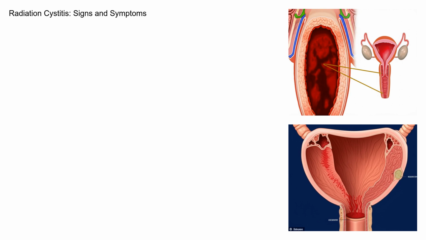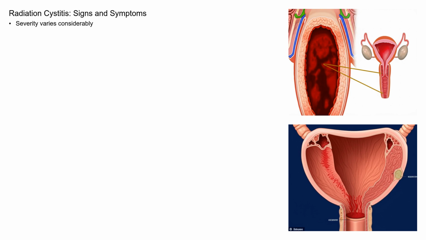The signs and symptoms of radiation cystitis can vary considerably in severity. During the acute phase, which typically occurs during or shortly after radiation therapy, patients might experience increased urinary frequency and dysuria, which is painful urination. Hematuria, or blood in the urine, is also common.